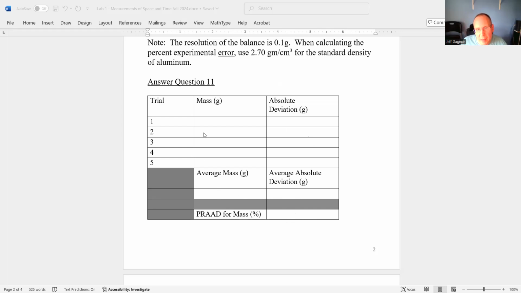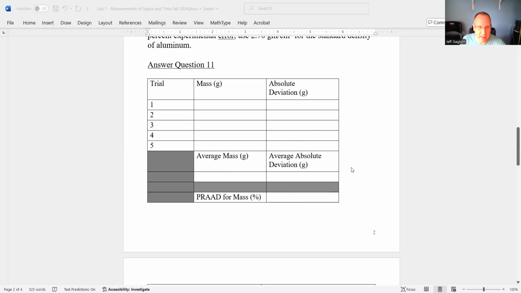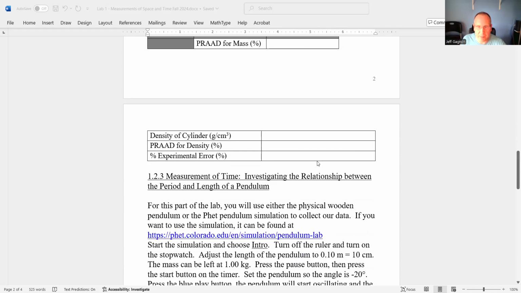Make sure you include the table with all your data here for the mass. This is part of question 11 from the lab manual. And then the second part of question 11, what we're really here to compute, is the density. So here's the last table. You're going to compute the density of the cylinder. That's simply going to be the mass divided by the volume. The Prad for density, since it's mass divided by volume, you have to add the respective Prads, and then the percent experimental error.